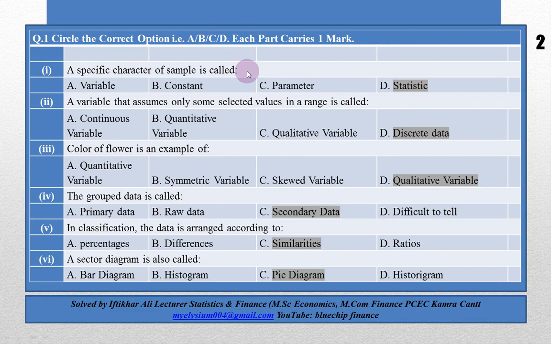First question, as you know, is about the MCQs, and I will not waste much time on this. First question, highlighted answers are given. A specific characteristic of a sample is called a statistic. A variable that assumes only some selected values in a range is called discrete data. Color of flower is an example of a qualitative variable. The grouped data is called secondary data. In classification, the data is arranged according to similarities. A sector diagram is also called a pie chart or pie diagram.